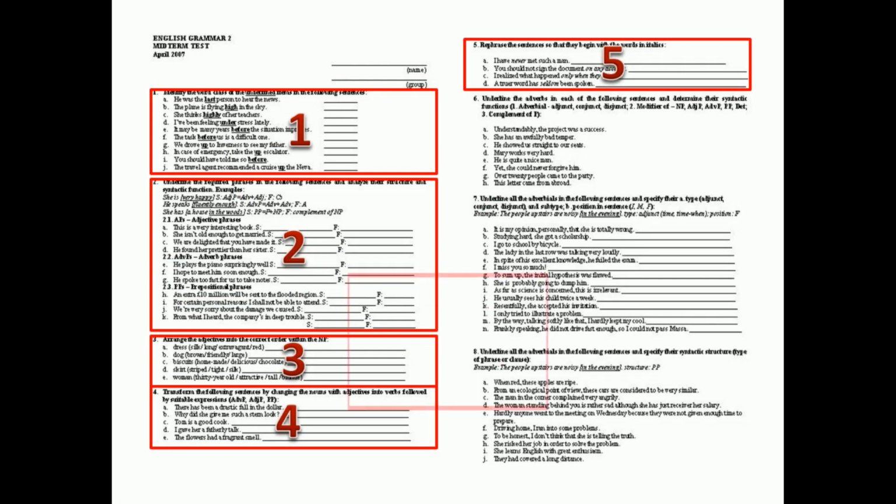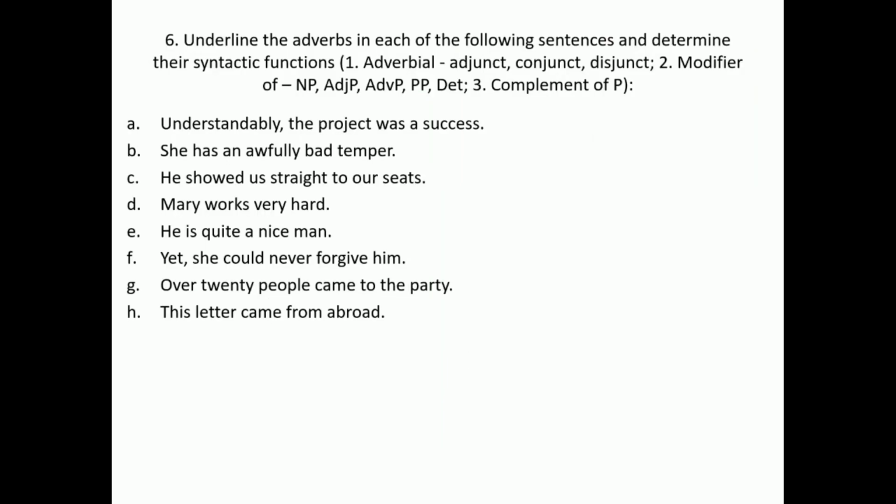The sixth one is about adverbs. So here, the common mistake that students make is that they are only looking for adverbials. No, you should look for adverbs, only adverbs. And adverbs which can function as adverbials, adjuncts, conjuncts, disjuncts, modifiers, or complements of the preposition. So find adverbs. Some of them may function as adverbials, but you also are supposed to find adverbs that are modifiers or complements of the preposition. And you may have more than one in a single sentence.